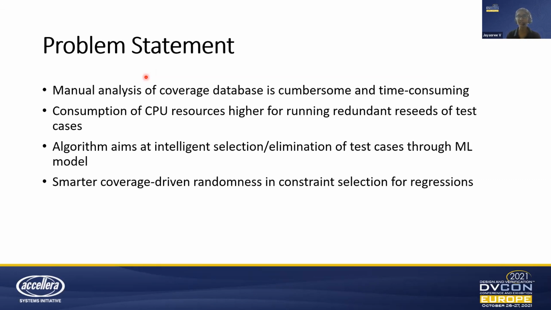So, in order to address these problems, the algorithm presented in the paper aims at intelligent selection and elimination of test cases with the help of machine learning. It also aims at smarter selection of constraints while running regressions by reducing the randomness in them.